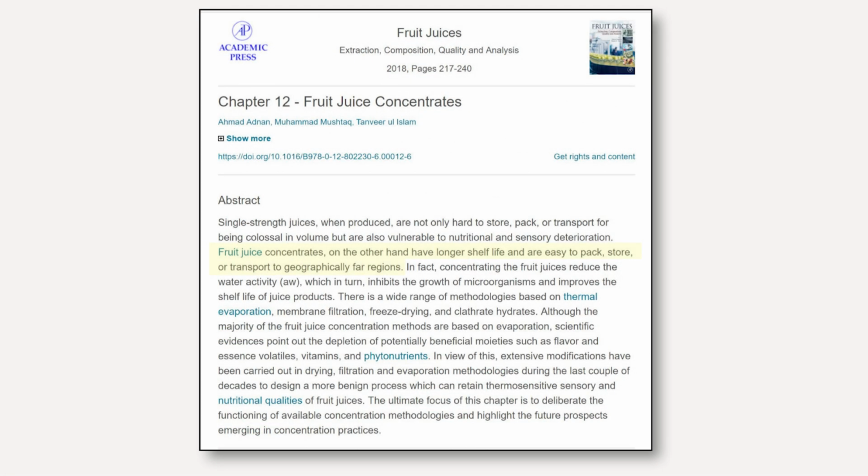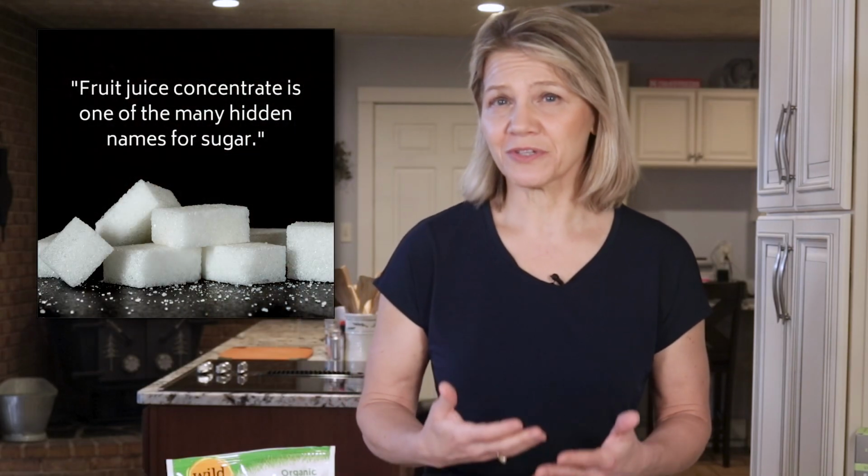It is simply fruit juice without the water. Removing the water makes it easier to transport and store, and also helps to stabilize the juice so it can stay on the shelf longer. However, extracting the water from fruit juice causes two problems for us as consumers. First, the water is often extracted with heat. This heat kills nutrients in the fruit juice. Second, while the water is removed, the sugar content remains. So it is basically a concentrated source of sugar.